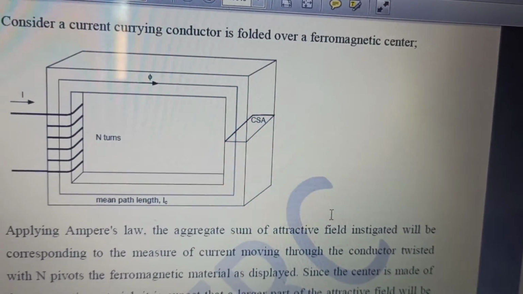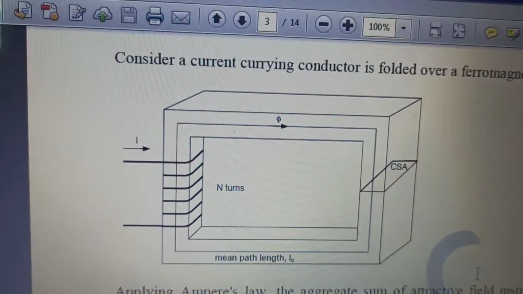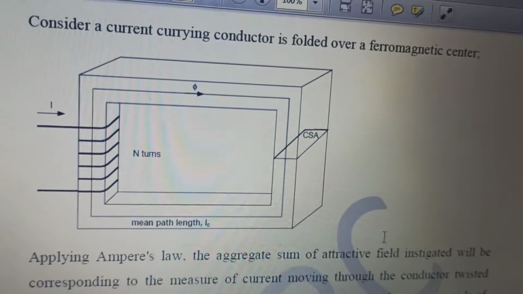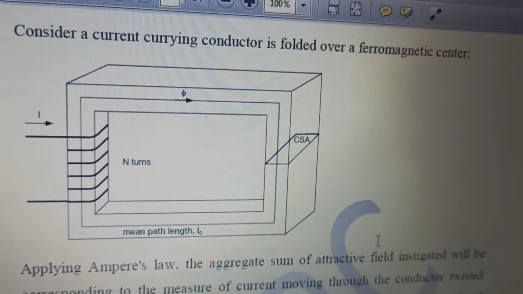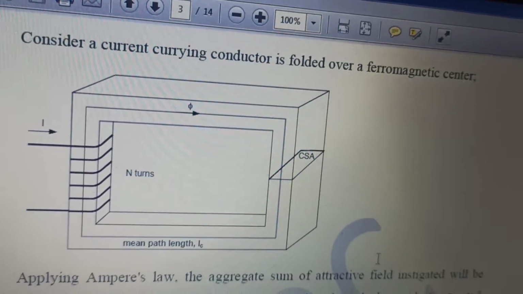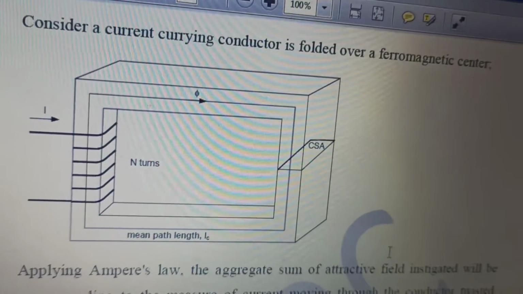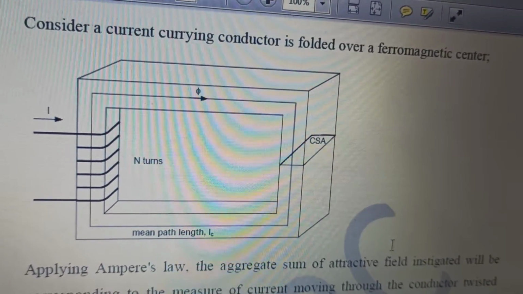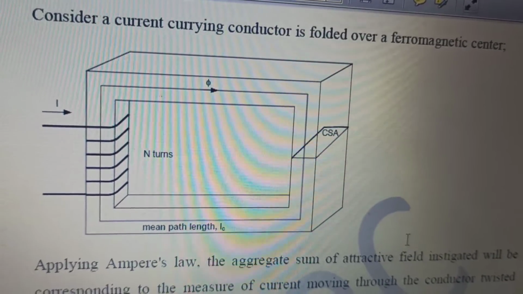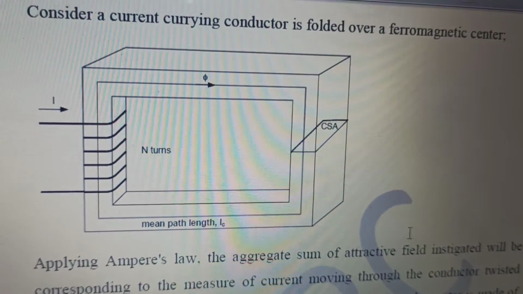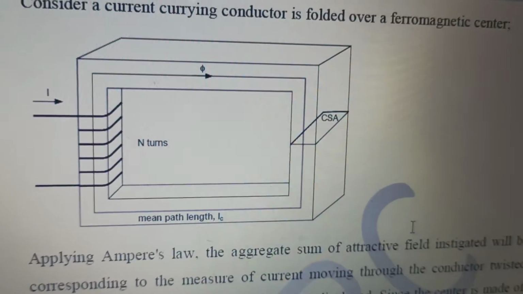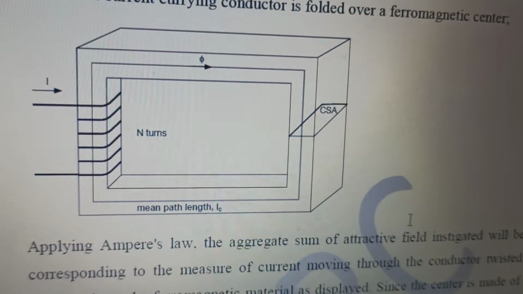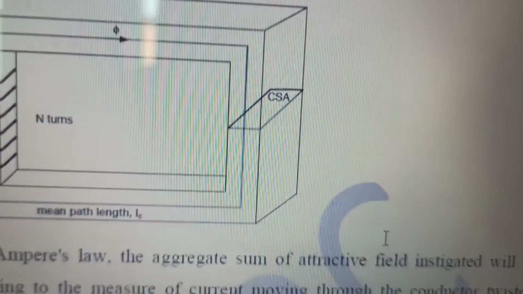Now we have to discuss the core, what a core is. So the core basically consists of length L and a cross sectional area A. So now the reluctance will come into the picture. Ni, the MMF, upon reluctance will give us phi.